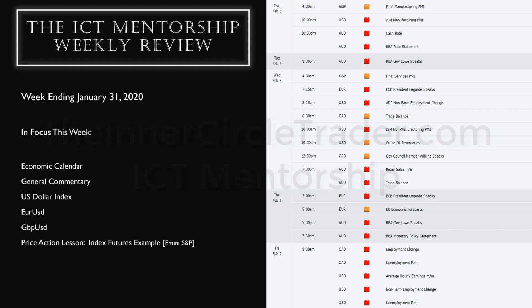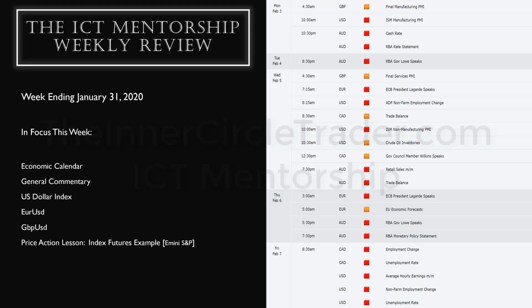And then Tuesday, the only economic release of any importance for the pairs we follow is at 8:30 p.m., Aussie dollar, high impact RBA Lowe speaks. And then we have Wednesday, London Open, medium impact final services PMI at 7:15 a.m., high impact ECB president speaking for euro dollar. 8:15 a.m., high impact ADP non-farm employment change. 8:30 a.m., Canadian dollar medium impact trade balance. 10 a.m., high impact ISM non-manufacturing PMI.